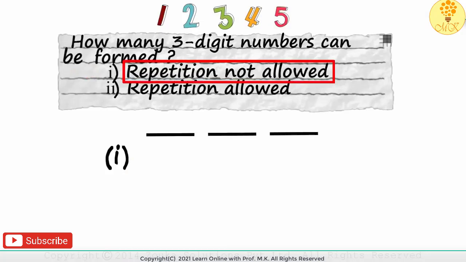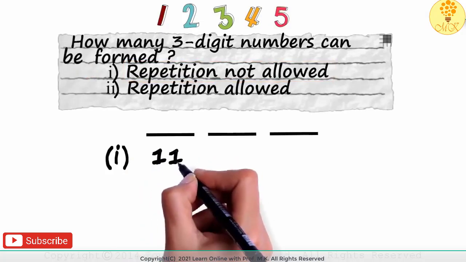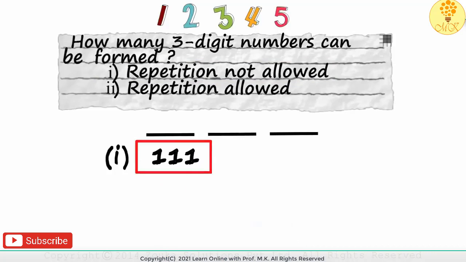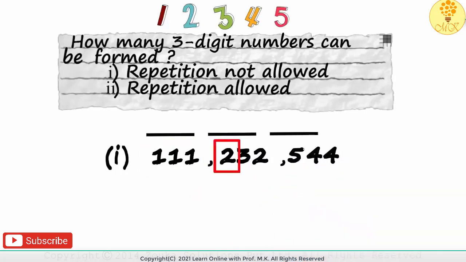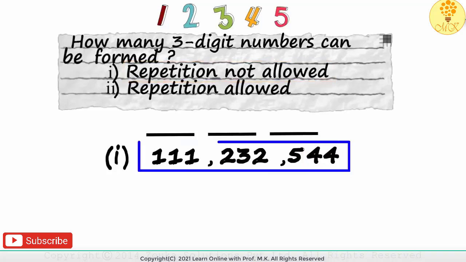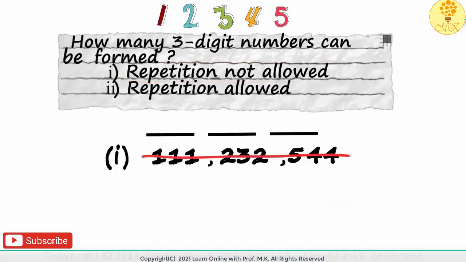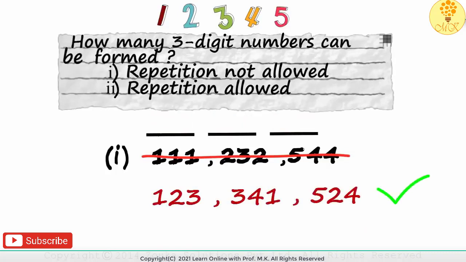Repetition is not allowed. Look at the number 111. This is a 3-digit number, but the digit 1 is repeated. Look at 232 or 544. The digit 2 is repeated here, and the digit 4 is repeated here. By repetition not being allowed, they mean that numbers like these should not be considered. Each of the digits in the slot should be different. So numbers like 123, 341 or 524 are allowed as the digits in each case are different from each other.